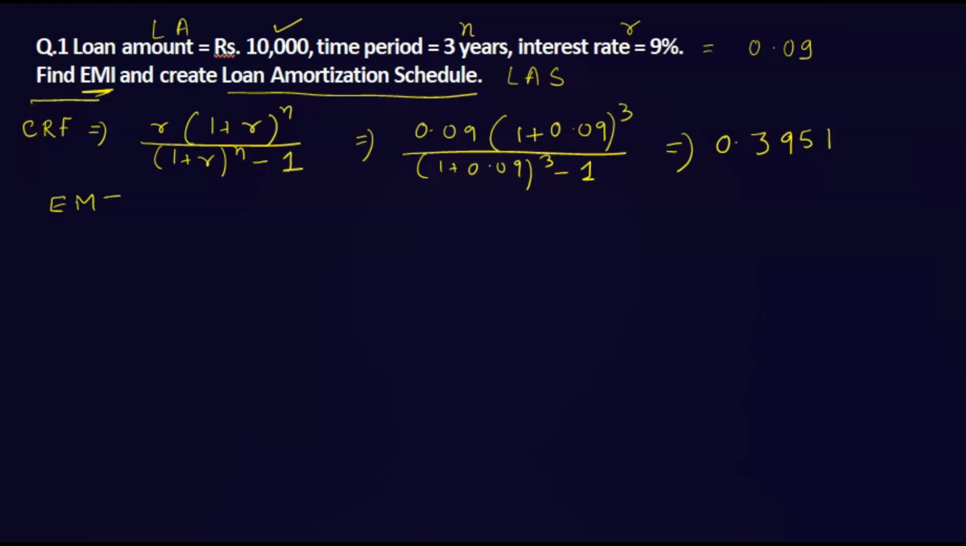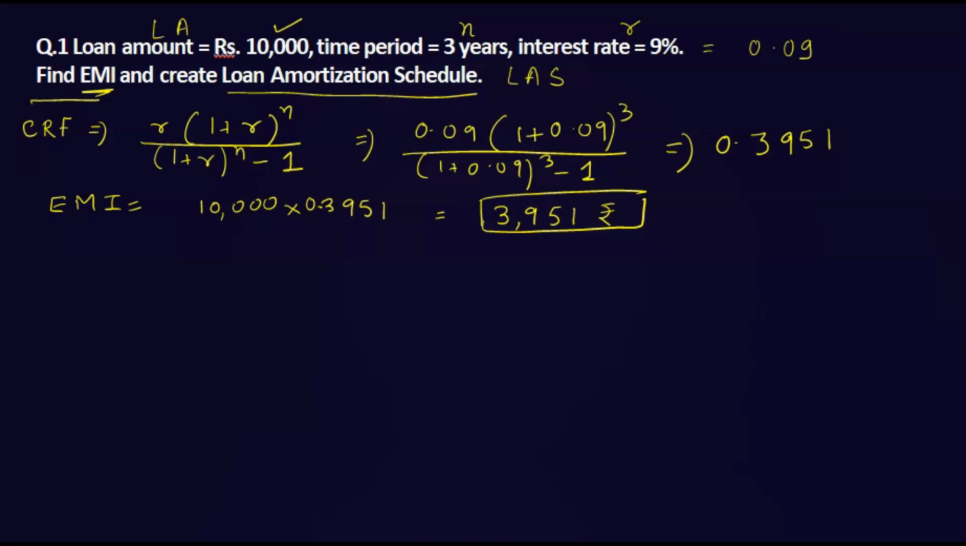Now we need to calculate EMI. For EMI we have the loan amount, that is 10,000 rupees, and CRF that we have already calculated. Multiply by this CRF, 0.3951, and we will get 3,951 rupees as EMI. This will be the EMI. I hope it is clear to you.